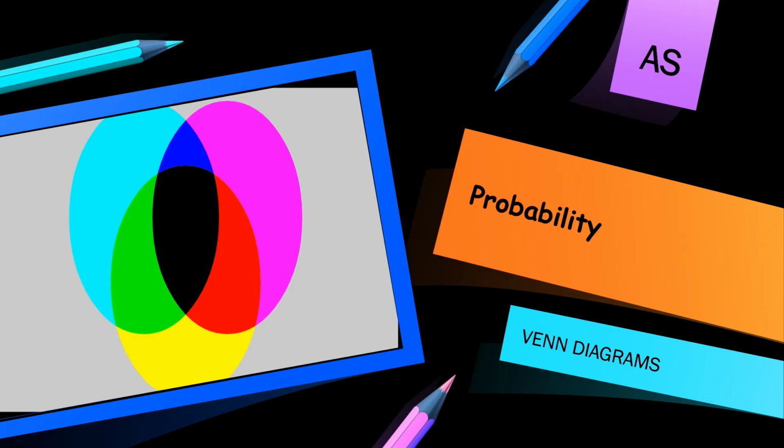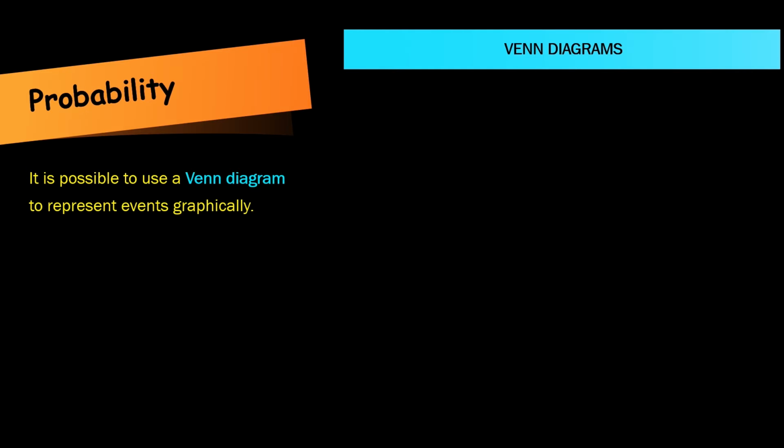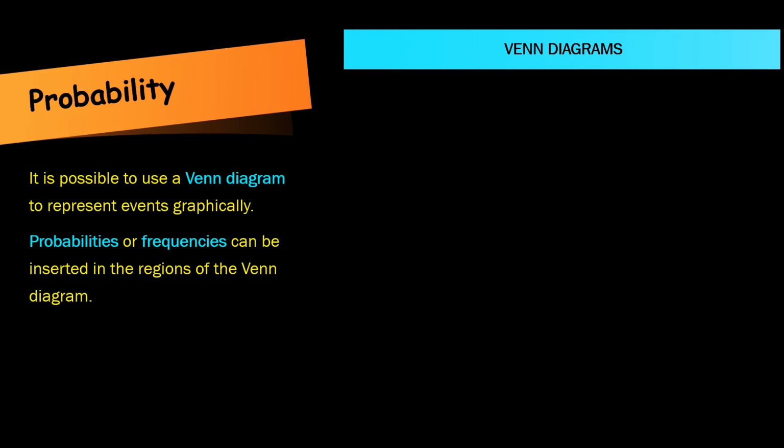Welcome to the session on probability, Venn diagrams. The objectives for this session are to draw and interpret Venn diagrams. It is possible to use a Venn diagram to represent events graphically. Probabilities or frequencies can be inserted in the regions of the Venn diagram.